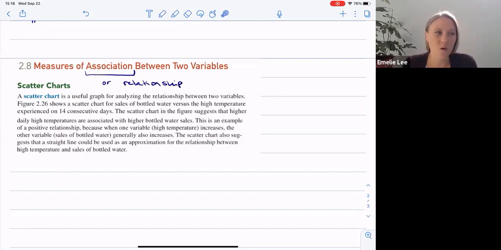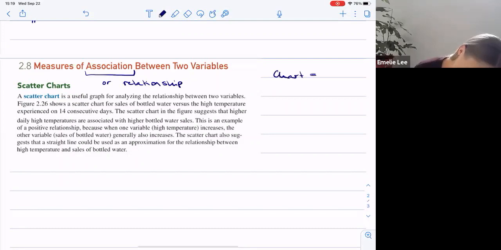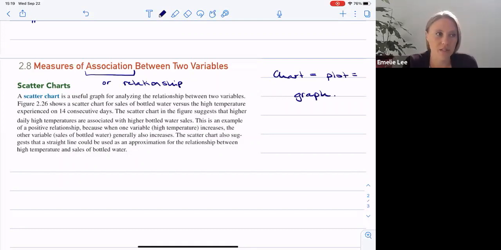This textbook loves calling them charts. I would call it a scatter plot, but just as a side note, a chart is a plot, which is a graph, and you can call it a scatter graph, scatter plot, scatter chart, it doesn't matter. That applies to all the charts that we're going to talk about. So just be a little bit flexible with the terminology, because I'll probably slip up and call it a scatter plot.